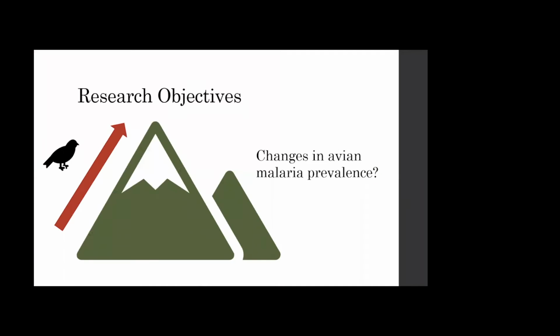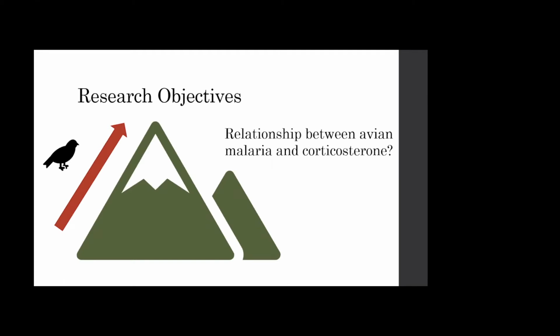This led to our research objectives investigating the effects of high elevations on multiple factors in bird health. The first objective is to determine the changes in avian malaria dispersal along elevation gradients. The second objective is to investigate the influence of high elevation environments on corticosterone levels. And corticosterone is an avian hormone that is released in response to external stressors. And third, our objective is to identify patterns of avian malaria in relation to corticosterone levels along elevation gradients.